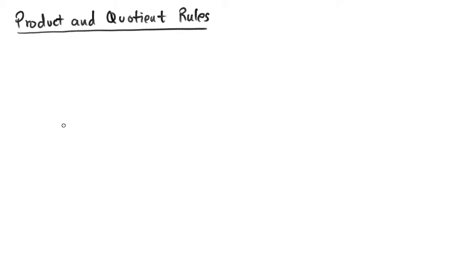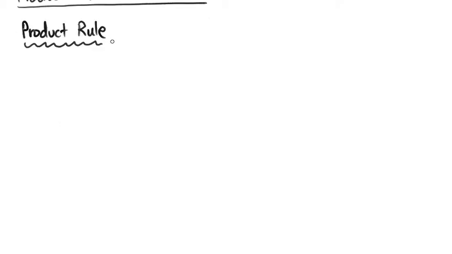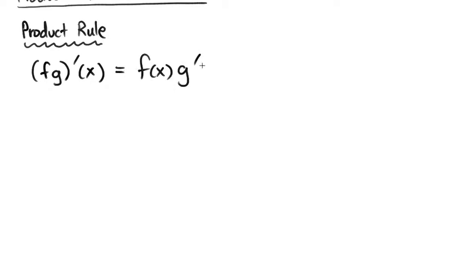Okay, the product and quotient rules. First of all, the product rule. If you have two functions that are multiplied together and you want to take the derivative, then this is the formula. First, the derivative with respect to x of the functions f and g multiplied together gives you: take the derivative of the g function, multiply it by the function f of x, and then add the g of x function and multiply it by the derivative of the f of x function.